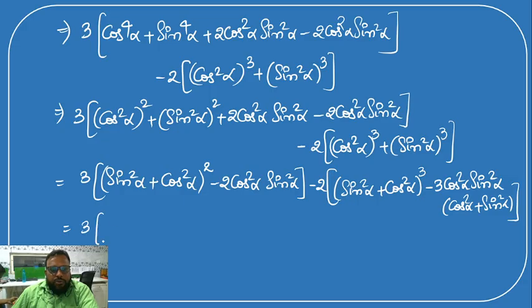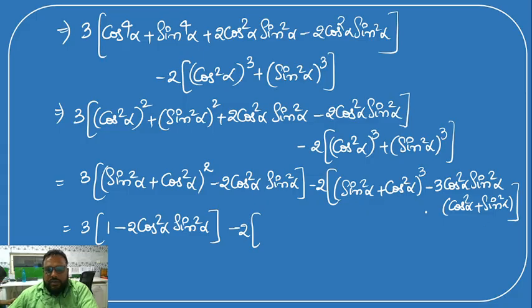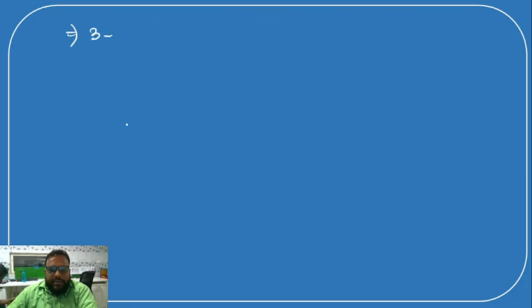Next step, this is 3 into, this part is 1, so I will be left in the first bracket with 1 minus 2 cos square alpha sin square alpha. Minus 2 into, here also this part is 1 and this also is 1. I will be left with 1 cube, which is 1, minus 3 cos square alpha sin square alpha, because this also is 1. So next step, on further simplification, multiplying 3 inside, I will get 3 minus 3 into 1 is 3, 3 minus 6 cos square alpha sin square alpha.